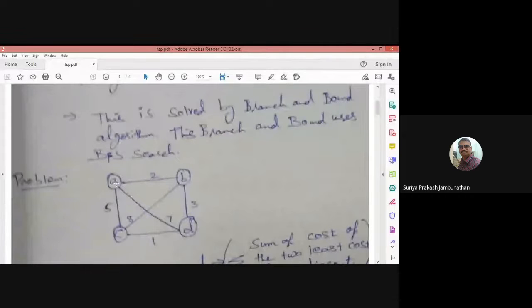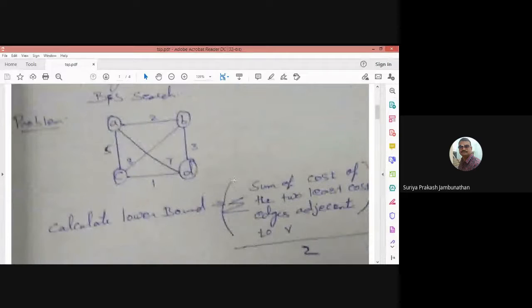Let's see the formula for calculating the lower bound. We have to calculate the lower bound here. To calculate the lower bound, we have a formula. The formula is the summation of the sum of the cost of the two least cost edges adjacent to V, divided by 2.